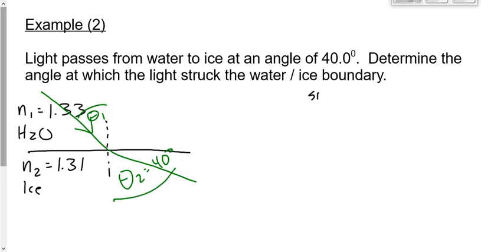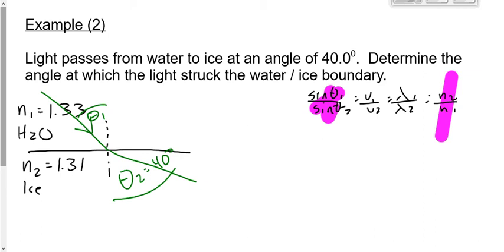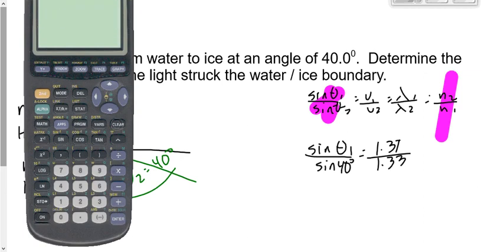Here's our equation. Sine theta 1 over sine theta 2 equals v1 over v2 equals lambda 1 over lambda 2 equals n2 over n1. Which two parts of that equation do you want to use? The n's and the sines. Right, so let's say sine theta 1 over sine 40 equals n2 over n1. Make sure you get these in the right order. 1.31 over 1.33. Let's say 1.31 divided by 1.33.